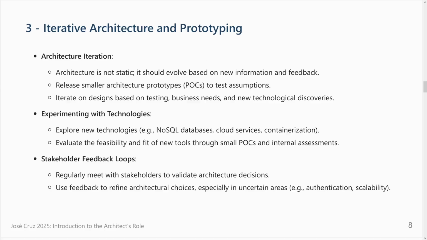So release smaller architecture prototypes like proofs of concept to test assumptions. So you say, okay, maybe you should authenticate like this when we integrate the system. So let's do a proof of concept to make sure that it works. Not later. We never assume anything unless we can prove it. Really try it. If there is even a small doubt about it, do a proof of concept and show. It will give you trust.